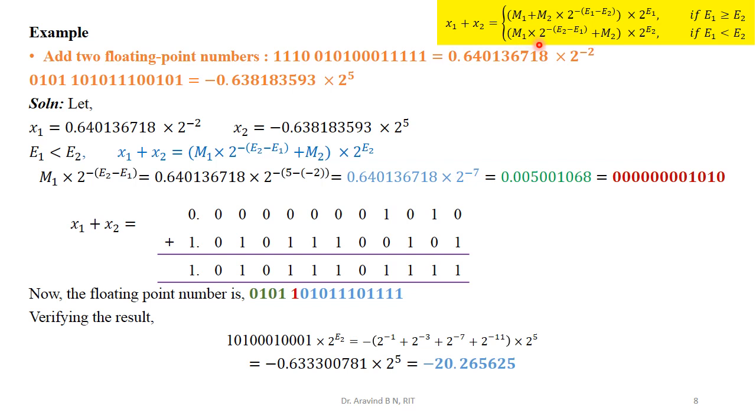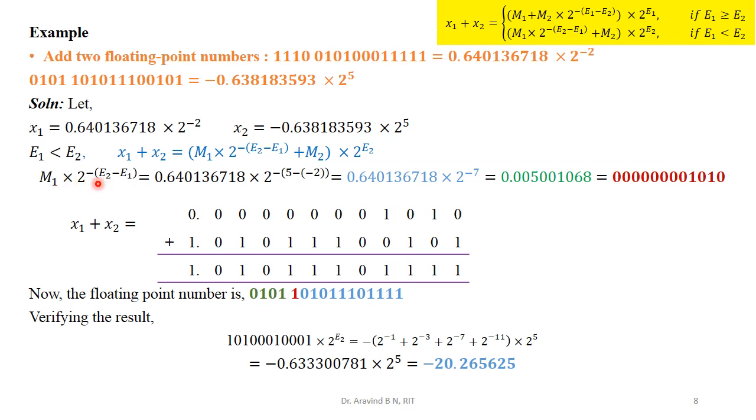So m1 into 2 to the power of minus of E2 minus E1 plus m2, first part of the solution, then it will be multiplied with 2 to the power of E2. So let us solve part by part. So let us first make solution for m1 into 2 to the power of minus of E2 minus E1. So that is being represented over here.